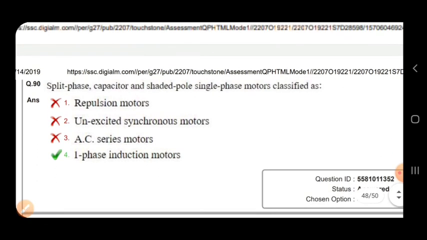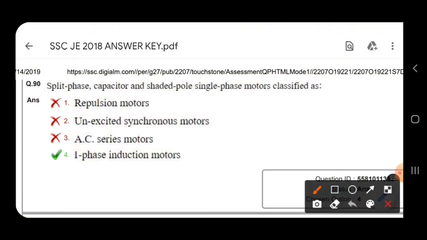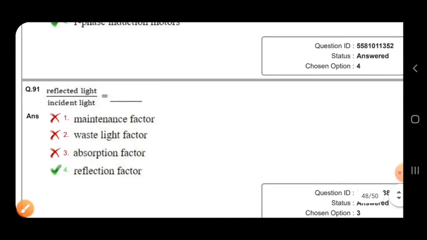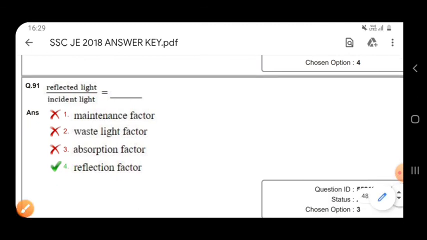If not, then just comment. Split phase capacitor and shaded pole motors are classified as single phase induction motors. Reflected light upon incident light is known as the reflection factor.